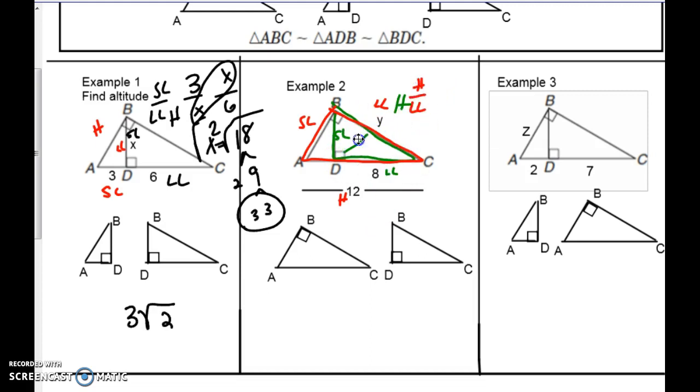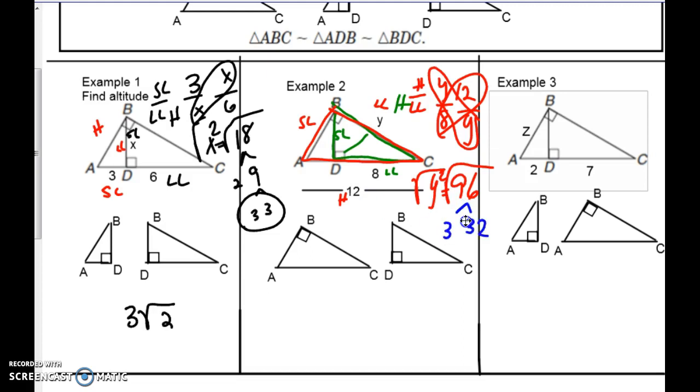On the green triangle, my hypotenuse is y, and my long leg is 8. On the large triangle, my hypotenuse is 12, and my long leg is y. So y times y is y squared, and 8 times 12 is what, 96? Is that right? So then I take the square roots. And now I'm back to breaking it up just like we had. Well, I can divide that by 3, because that would be what, 32?